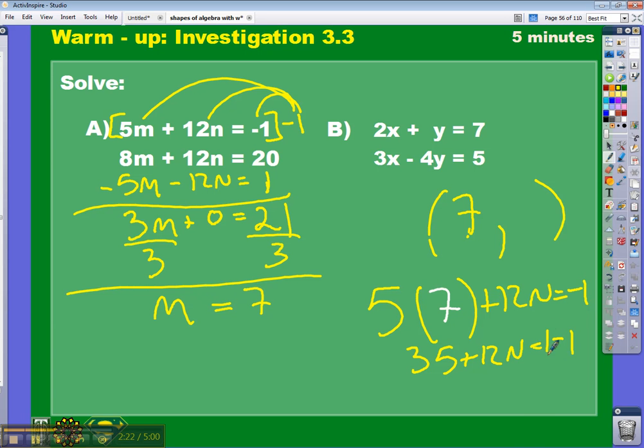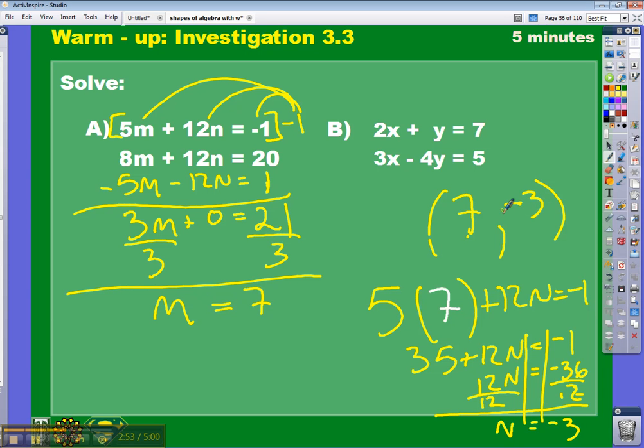So what am I going to do to both sides to get the n by itself? Subtract 35 from both sides, so I get 12n is equal to -36. Now obviously I didn't write the subtraction because I'm running out of room, but you understand that you need to write it. So what's the opposite of multiplying n by 12? Dividing. And we get n is equal to -3. And you put it there.